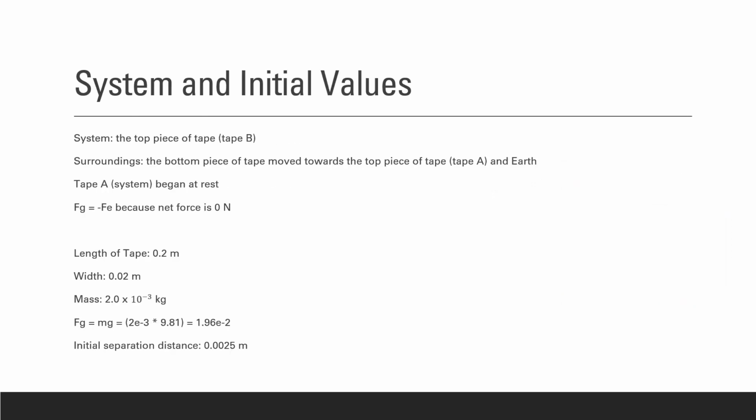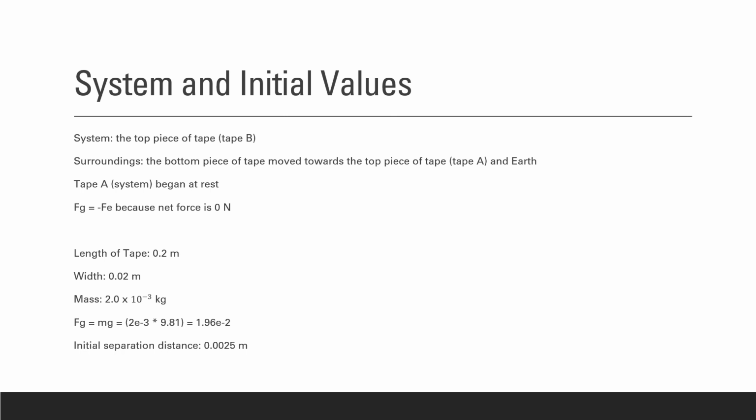The system initial values: the system is the top piece of tape, which is tape B, and the surroundings are the bottom piece of tape, which is moved towards tape B, which would be tape A, and also the Earth. We said that tape B, the system, began at rest. That should say tape B. And the force of gravity is the negative of the force of the electric field, because then the net force is 0 in our case. And then I have listed the length, width, mass, and the force due to gravity of the tape, along with the initial separation.